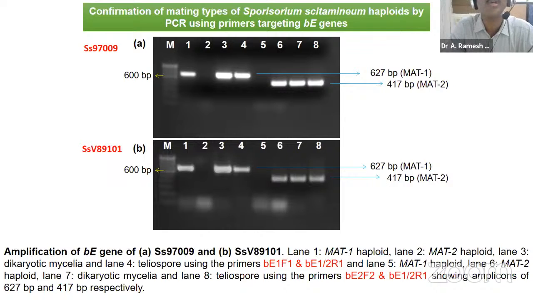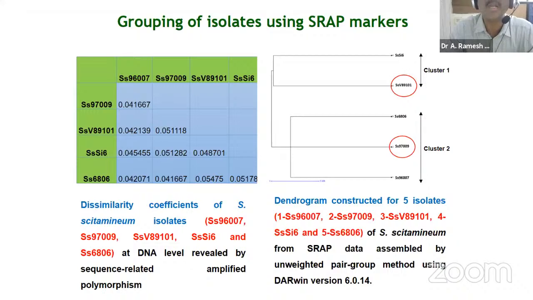Then we designed primers for MAT1 and MAT2, and these genes were found to exhibit clear-cut PCR profiles. You could see both the isolates. We could distinguish MAT1 and MAT2, and then we proceeded further in the molecular analysis. We went for different types of markers, among which the SRAP markers gave us an excellent result, which helped us to work out the dissimilarity coefficient here.